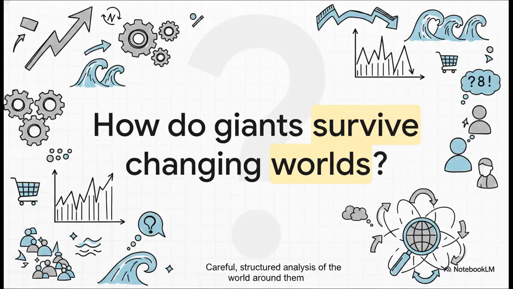Okay, let's frame this up with a big question. That wildly unpredictable market out there, it's a massive threat to a company's very survival. Consumer habits just shift overnight, new tech completely disrupts entire industries out of nowhere, economic tides totally turn. Those massive business giants don't survive all this chaos just by getting lucky. No way. They navigate it through really careful, structured analysis of the world around them. And honestly, that is exactly what we are going to break down today.